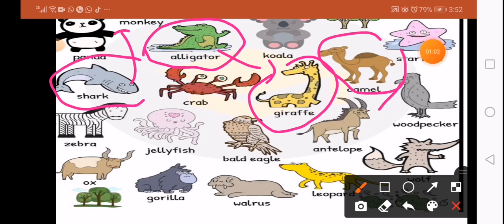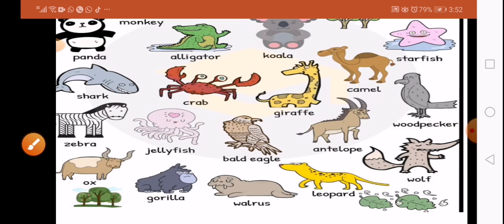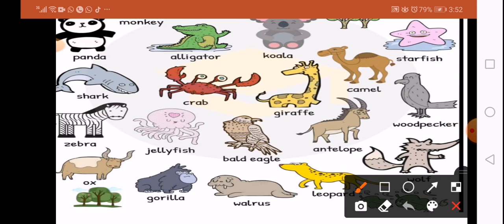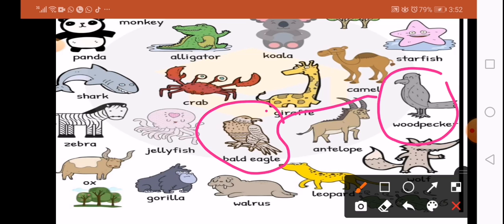Okay, so woodpecker and bald eagle. Yes, we see some similar. بنشوف بعض التشابه بالمنقار. Okay, I will tell you to see again this animal and this animal. We can see the similar, التشابه.